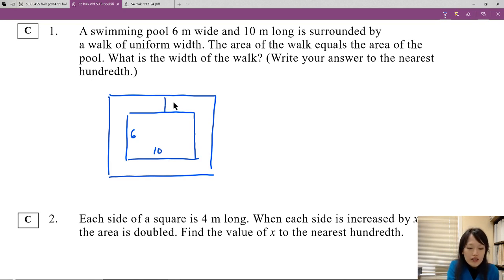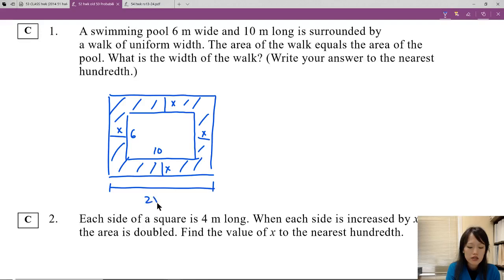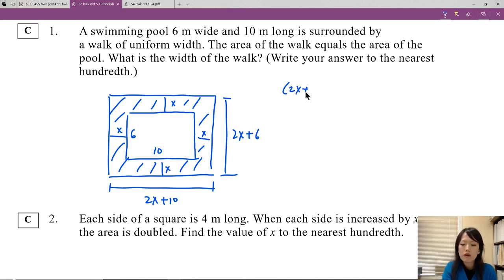Okay, so this is uniform width. Just remember, it's 2x plus something and 2x plus something, and just multiply that. It's pretty easy. Okay, so you have a pool like this, and they told you that this area here is the same as the area of the inside. So we know it's 60. That's kind of given already. So we know the length is 2x plus 10. The other one has another 2x, 2x plus 6. So we would do the outside, 2x plus 6 times 2x plus 10.